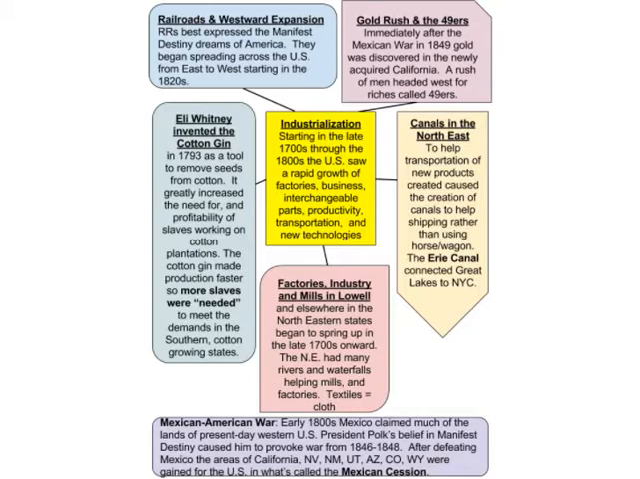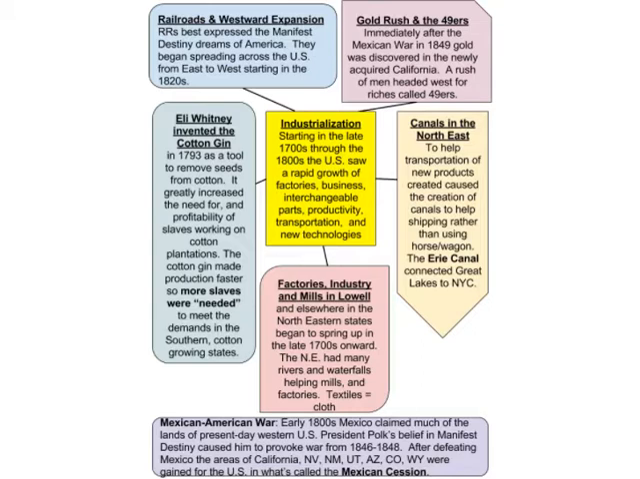So railroad and Western expansion. The railroads best express the manifest destiny dreams of America because the railroads allowed us eventually to, the transcontinental railroad allowed us to go from the east all the way to the west. They began spreading across the United States from east to west starting in the early 1820s. Is when the railroads really began to take off. It wasn't until many years later that they expand all the way to the west.